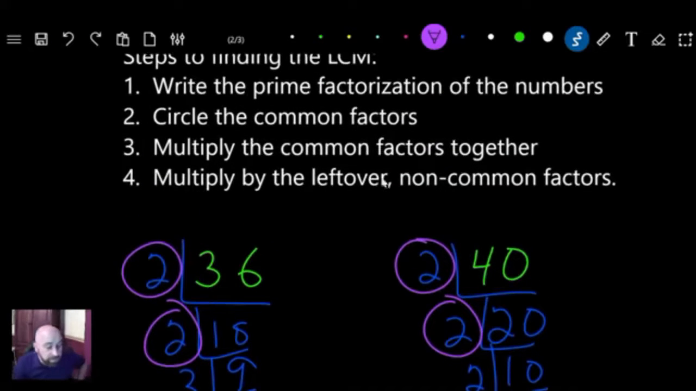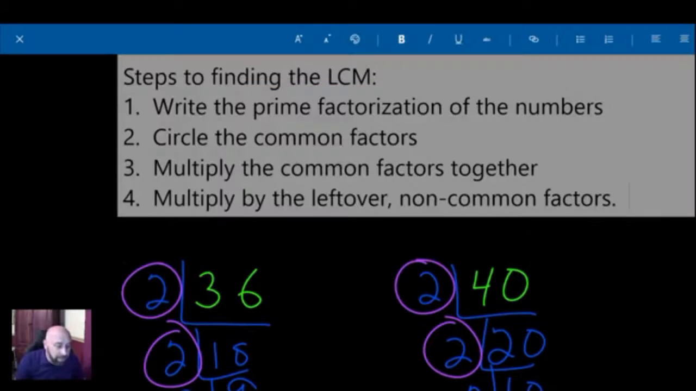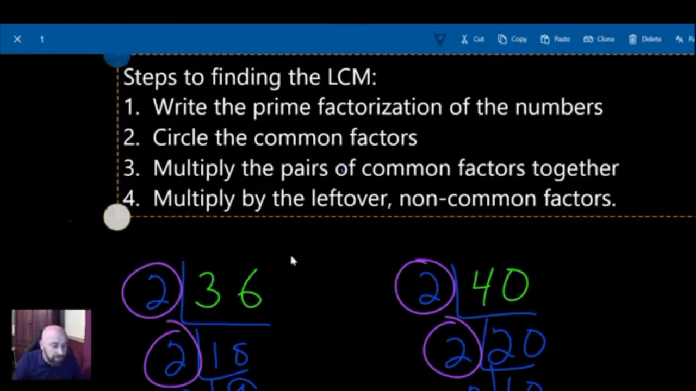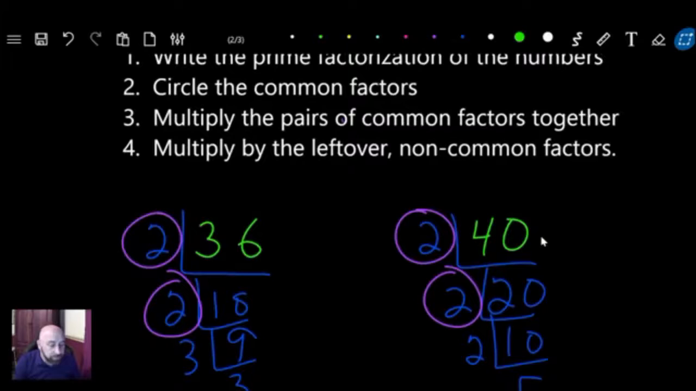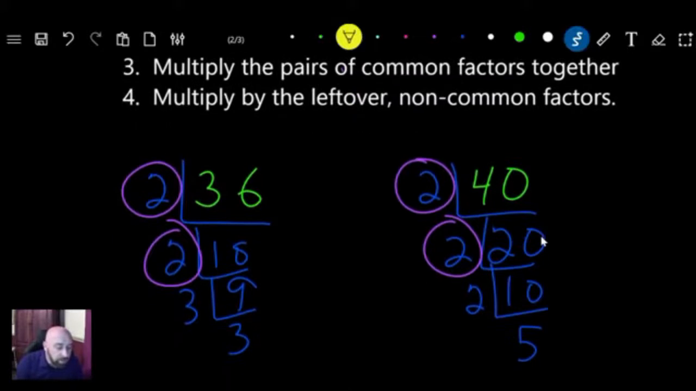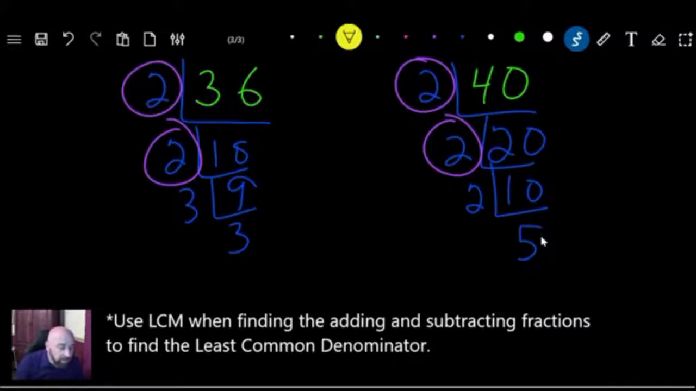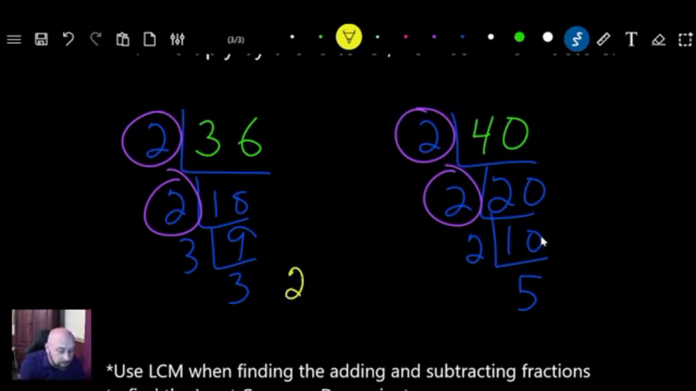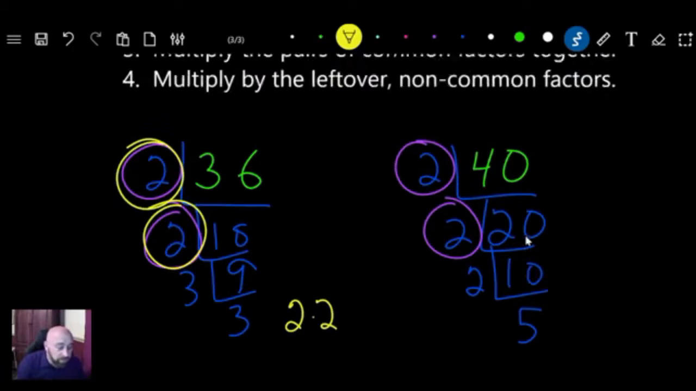So we're going to do the same thing. Remember when I changed that earlier, I said I didn't really like how I had that written. Multiply the pairs of common factors together. So I changed that again right there. Multiply the pairs of common factors together. So in other words, I can do this right here. 2 times 2, because we have 2 sets of 2, right? So 2 pairs of 2, 2 times 2.